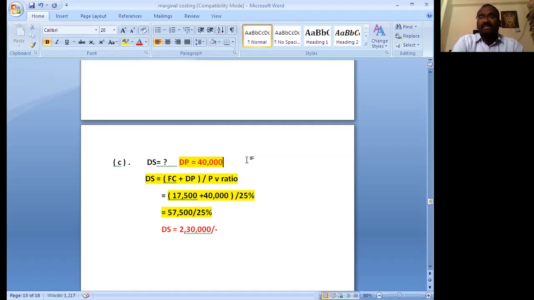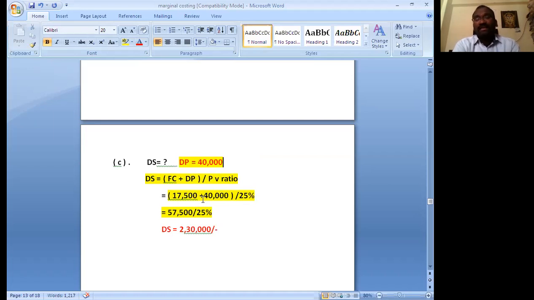He is asking for the sales. You are calculating the sales. So that time you are using the formula: desired sales equals fixed cost plus desired profit divided by PV ratio. Now you know the fixed cost, the desired profit, and the PV ratio. Simply substitute: fixed cost 17,500 plus desired profit 40,000, divided by 25%.